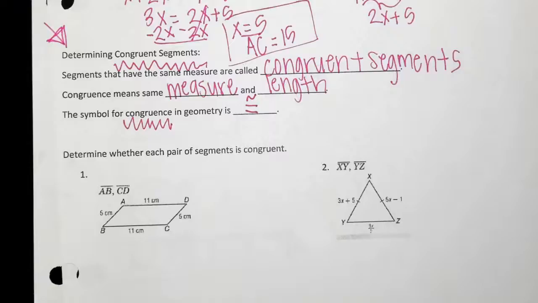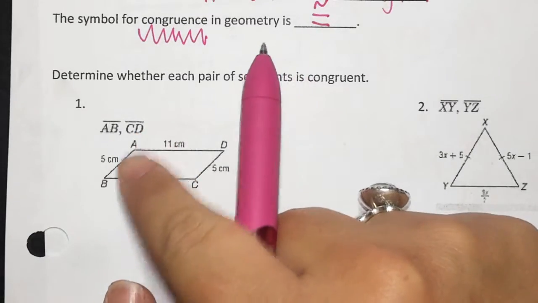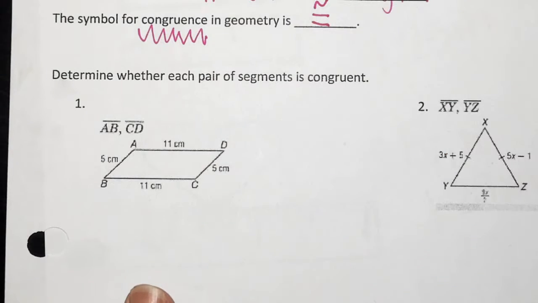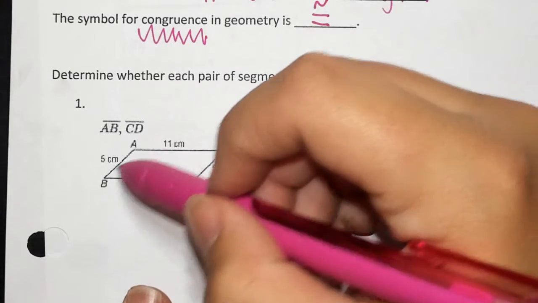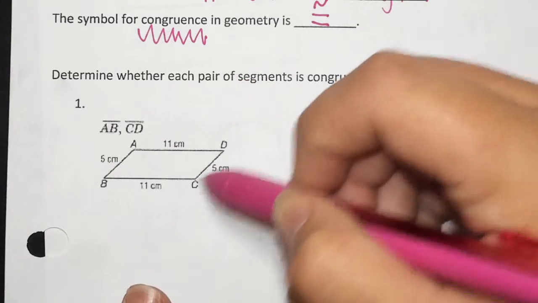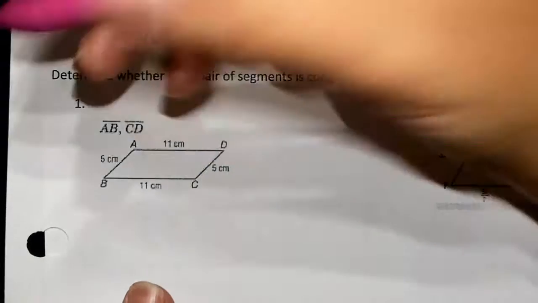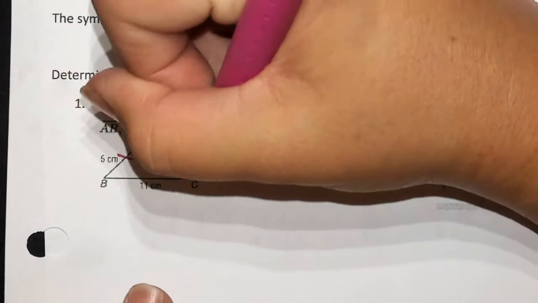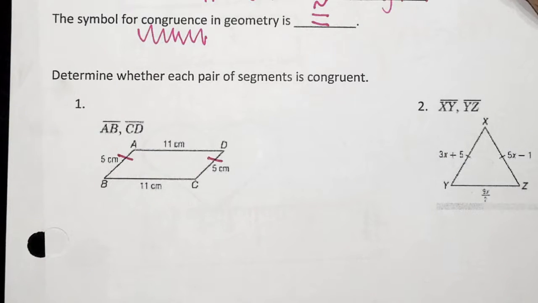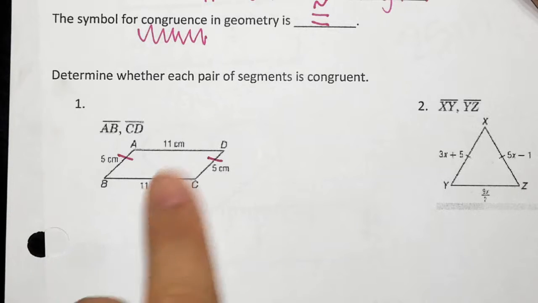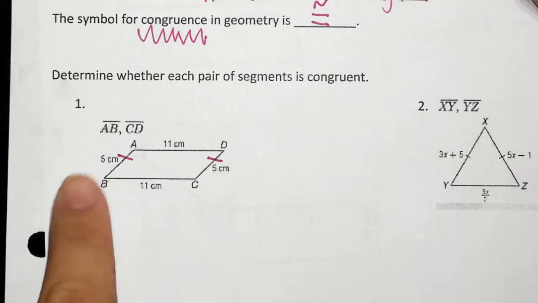In number 1, we have to tell if these two sides, these two segments, are congruent. Remember those dashes you saw at the top? We're going to use those a lot in geometry. So AB, what's the length, class? 5. And what's the length of DC? Are they the same? Let's practice putting 1 dash on each side. That means they're congruent. If they have the same number of dashes, they're the same.